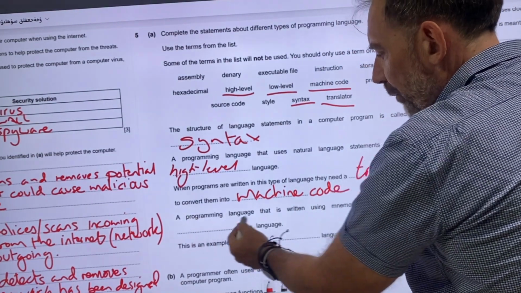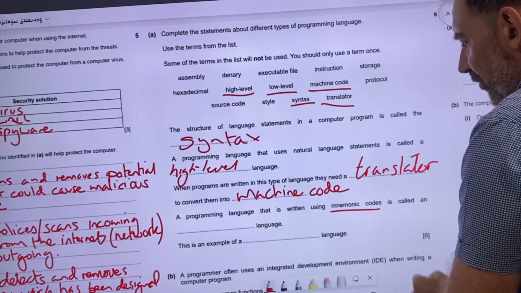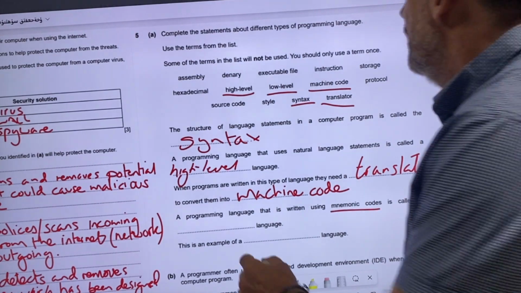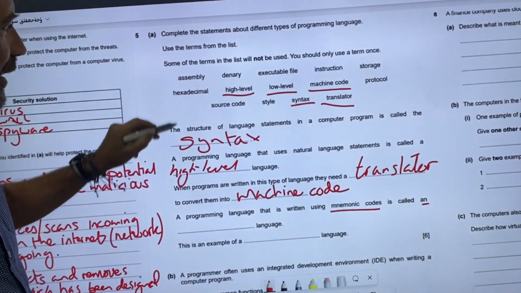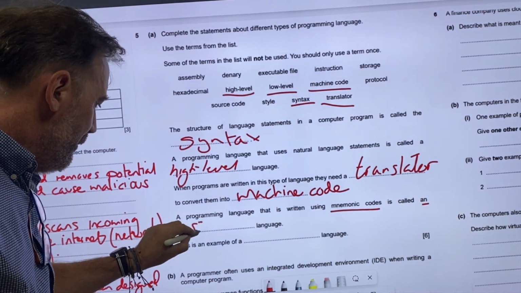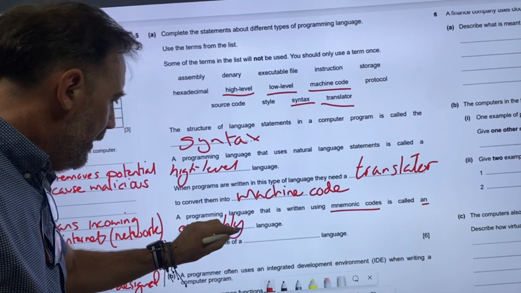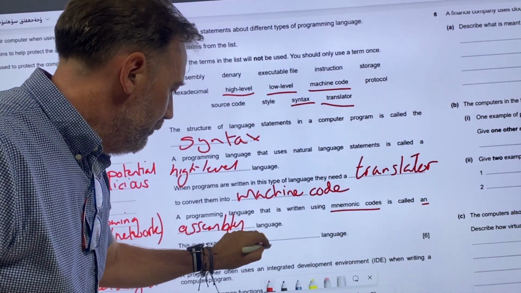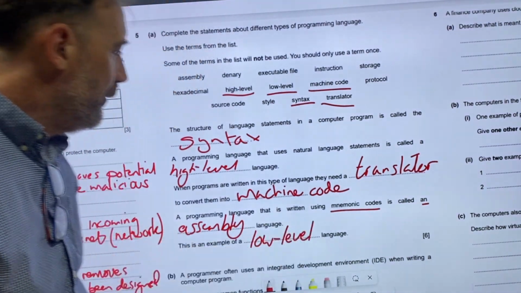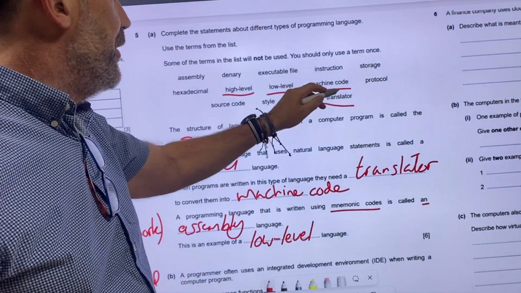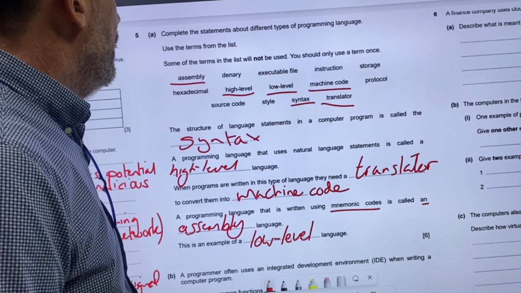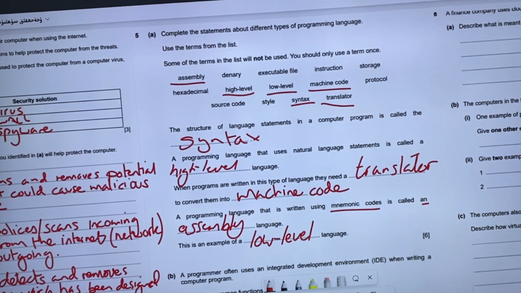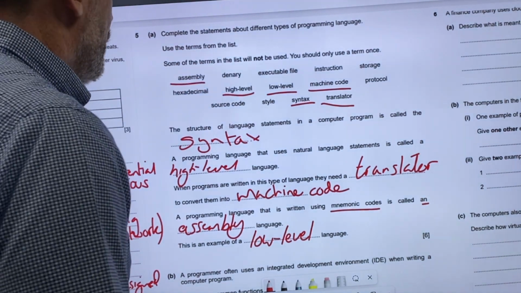Okay, a programming language that is written using mnemonic codes is called an, there's your clue if you know English, it must begin with a vowel, yeah, an assembly language. Yeah, and then this is an example of a low level. Okay, so we've got low level, high level, machine code, translator, syntax, and assembly. We don't need executable, yeah, that's all good, that makes sense. Yeah, 6 marks, that's too many words, okay.